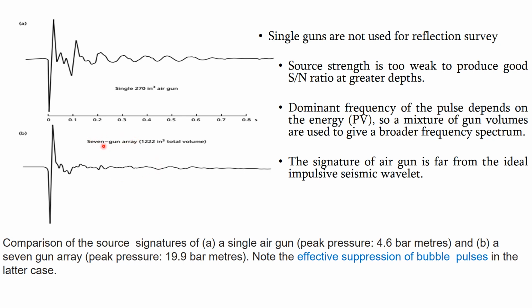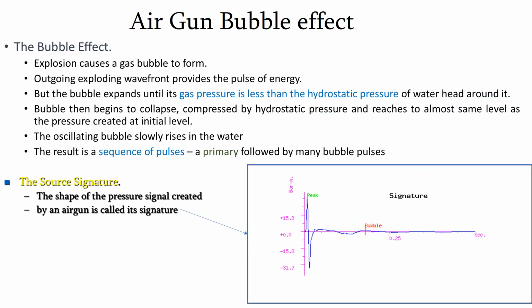We are using a 7 gun array, a typical example with a volume of 1222 cubic meters, and this is a single air gun system. Generally the signature of the air gun is not actually the ideal seismic wavelet, and the dominant frequency of the pulse depends on the energy. So we use a mixture of air guns to have a broader frequency spectrum. This is acceptable for us. Whenever we call this an air gun array, our ideal picture will be like this, where the bubble pulses are suppressed. It is called a source signature.